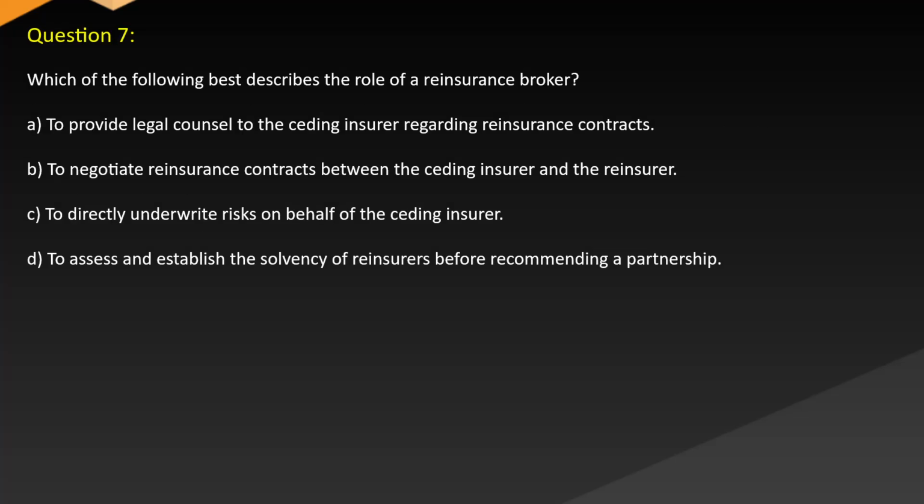Question 7. Which of the following best describes the role of a reinsurance broker? A. To provide legal counsel to the ceding insurer regarding reinsurance contracts. B. To negotiate reinsurance contracts between the ceding insurer and the reinsurer. C. To directly underwrite risks on behalf of the ceding insurer. D. To assess and establish the solvency of reinsurers before recommending a partnership.